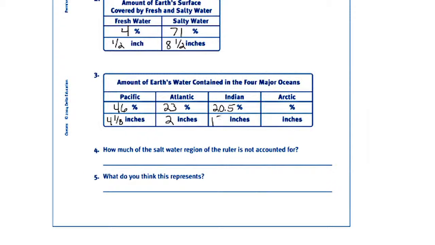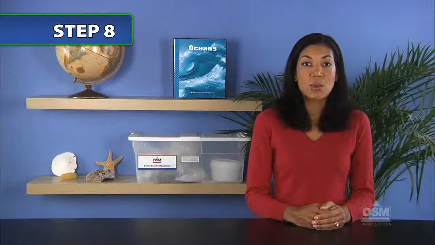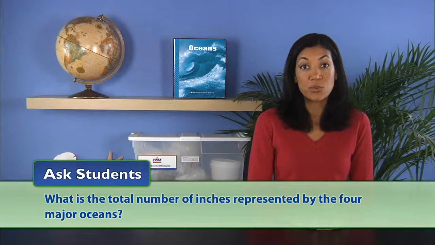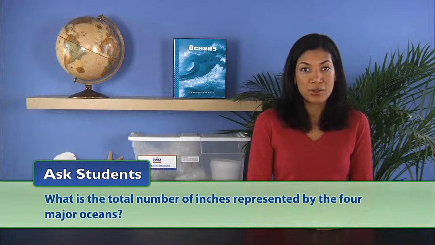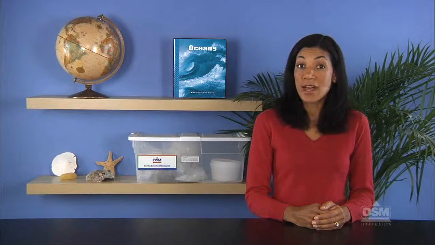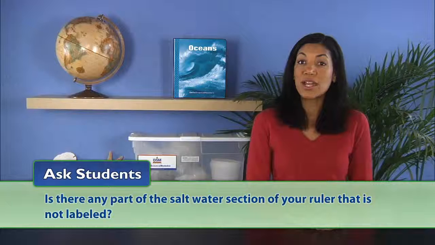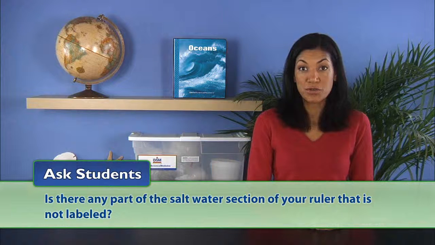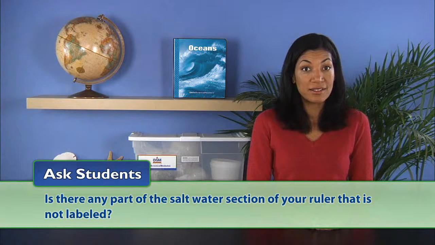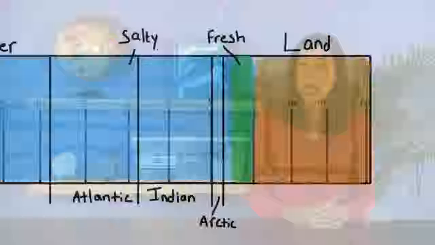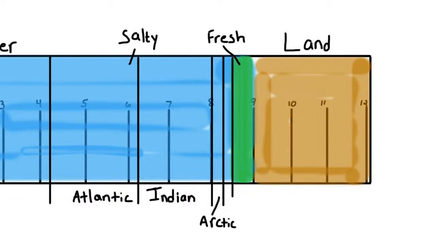Instruct students to record all data in the table on their activity sheets. When students have finished, ask, what is the total number of inches represented by the 4 major oceans? Students should calculate that 8 3/8 inches represent the 4 major oceans. Then ask, is there any part of the saltwater section of your ruler that is not labeled? Students should see that 1/8 of an inch of the blue saltwater category is not accounted for.